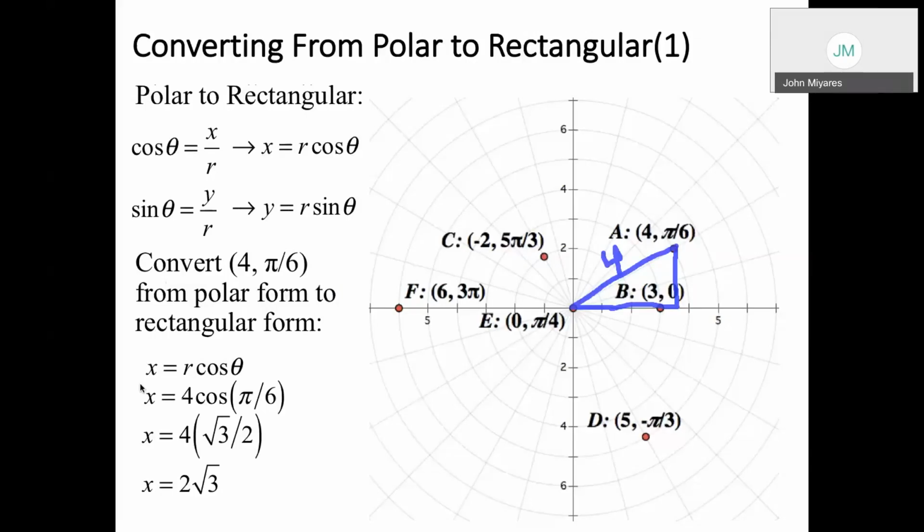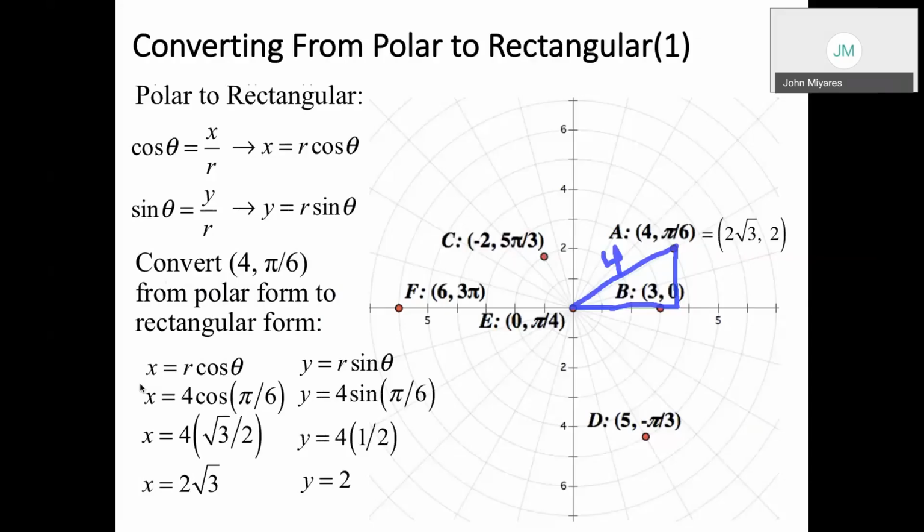For the y value, let's use the conversion y equals 4 times the sine of theta, which when we substitute will get us 4 times the sine of pi over 6. The sine of pi over 6 is 1/2, which when multiplied by 4 will give you 2. So that tells me that the location of point A, which had polar coordinates 4 comma pi over 6, can also be represented in rectangular coordinates as the point 2 square roots of 3 comma 2.